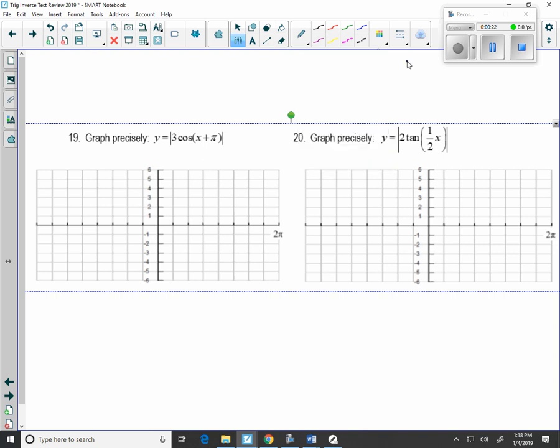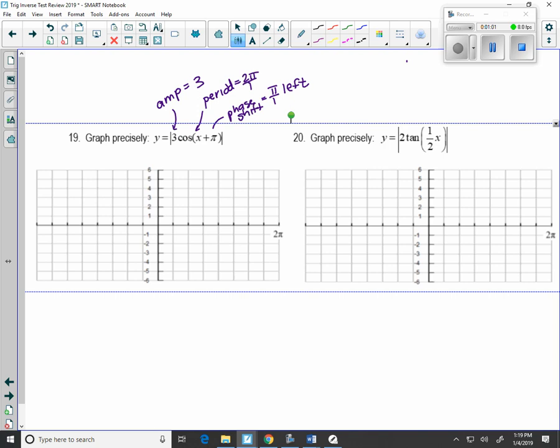I'm going to start by just identifying my key points here, or my transformations. Here my amplitude is 3. The period, there's no number in front of x, so the period is 2 pi over 1, which is just 2 pi. I have a phase shift. My phase shift is going to be pi divided by 1. And it's plus, so it's pi to the left.